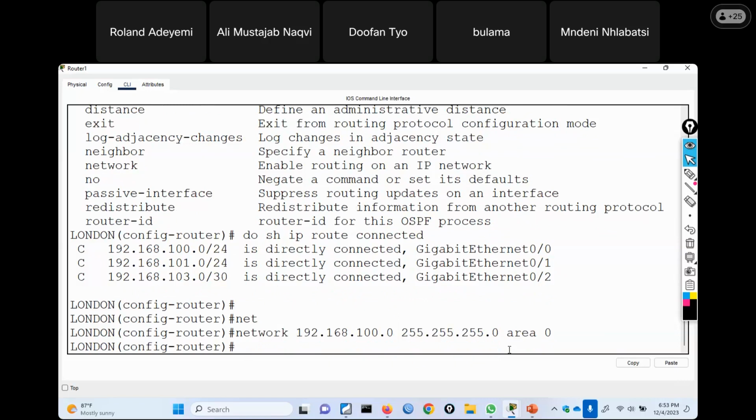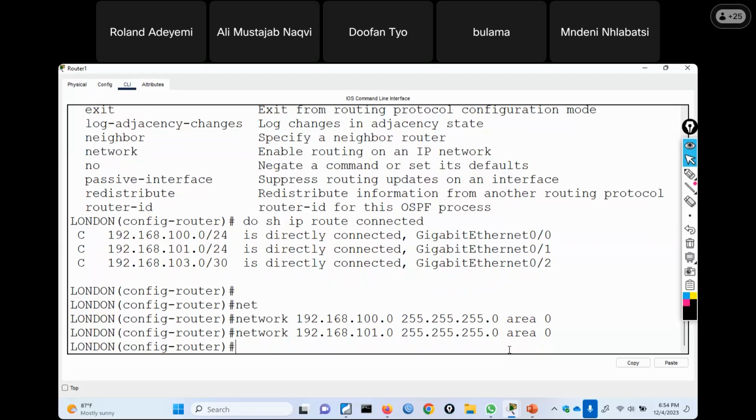What did I do? I have simply told the London router, when you form a neighbor relationship with the New York router, when you become friends with the New York router, in the process of discussing, tell the New York router about this network that is under you with its subnet mask. Then I will go to the second one. Same thing. 192.168.101.0 255.255.255.0 area 0. I will hit enter.